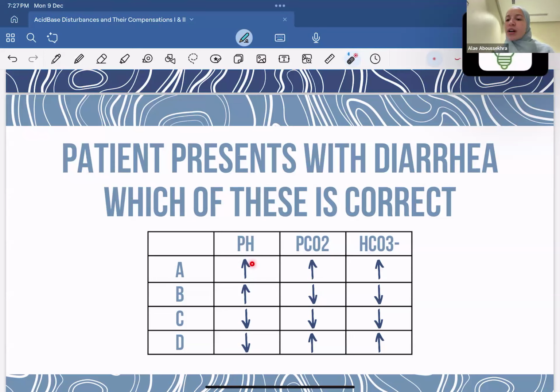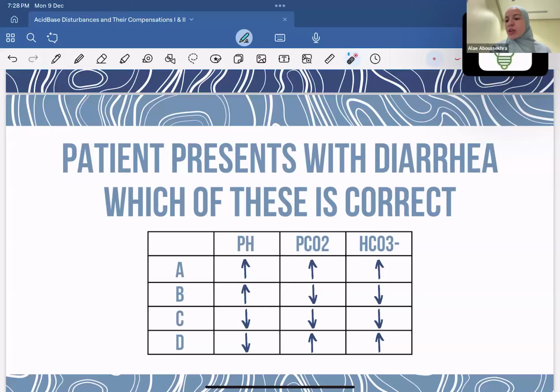So let's look at the first two. The first two, the pH is increased. But that means alkalosis. So right away you can eliminate the first two options. Look at the last two. So pH is down. So that means acidosis. So okay, we can consider them. Let's look at C. So CO2 is decreased. Let's try ROME. Respiratory opposite. Okay, it doesn't work out. It's not opposite. They're both decreased. So let's look at the bicarbonate. Metabolic equal.